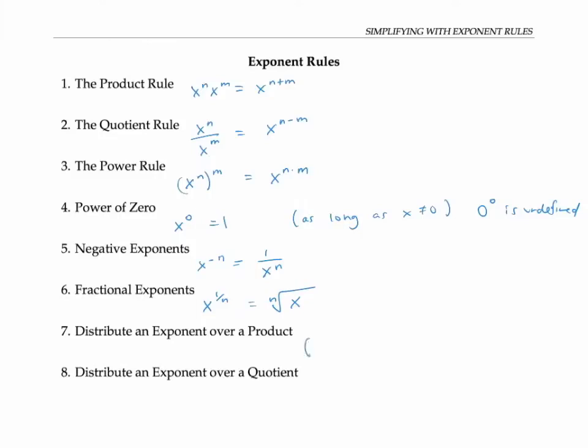We can distribute an exponent over a product: a times b to the n is equal to a to the n times b to the n. And we can distribute an exponent over a quotient: a over b to the n is a to the n over b to the n. In the rest of this video, we'll use these exponent rules to simplify expressions.